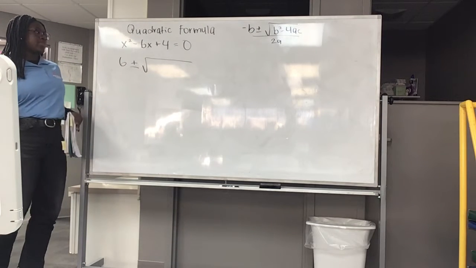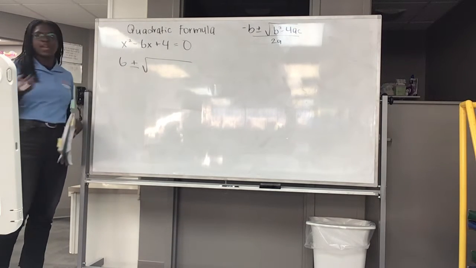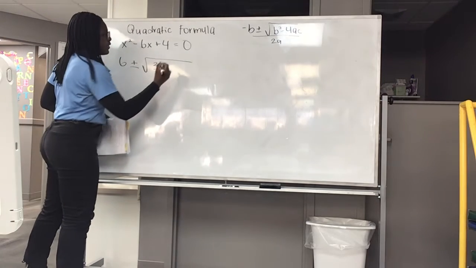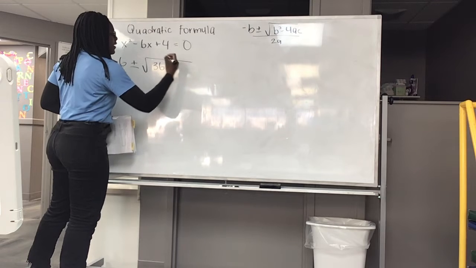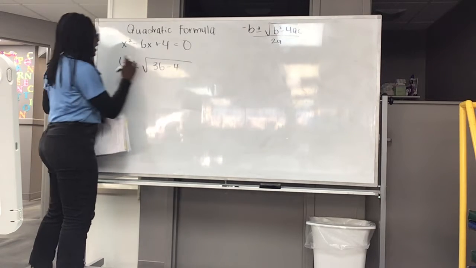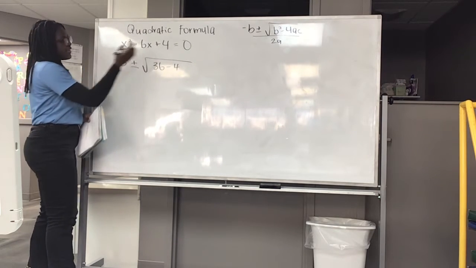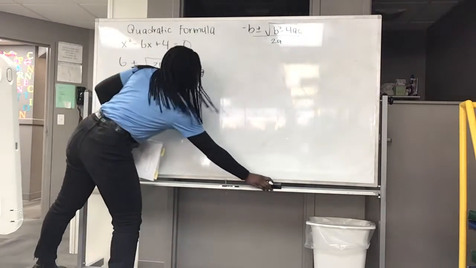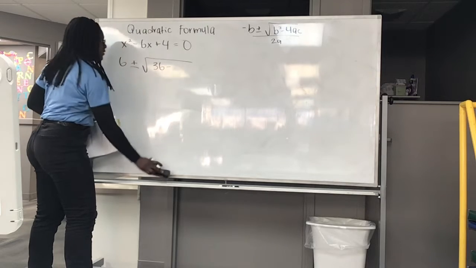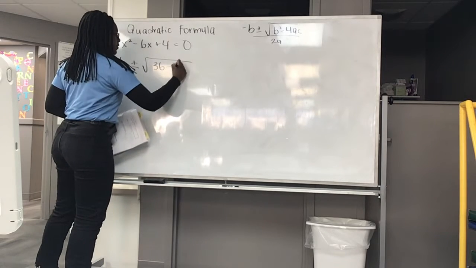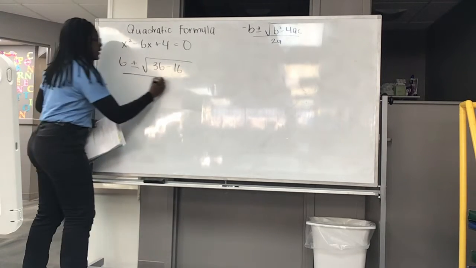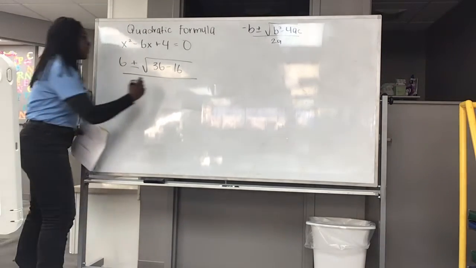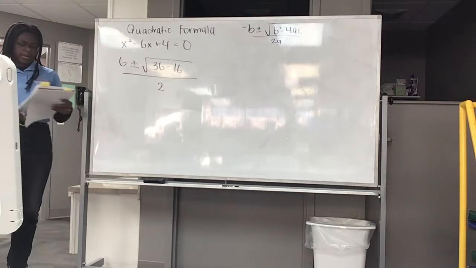I'm going to skip a couple steps. So negative 6 squared is just going to be 36. And then minus 4 times a, which is 1, times c, which is 4. So 4 times 4, and I'm just going to write negative 16. And then all of that over 2 times a. A is just 1, so I'm going to write 2.